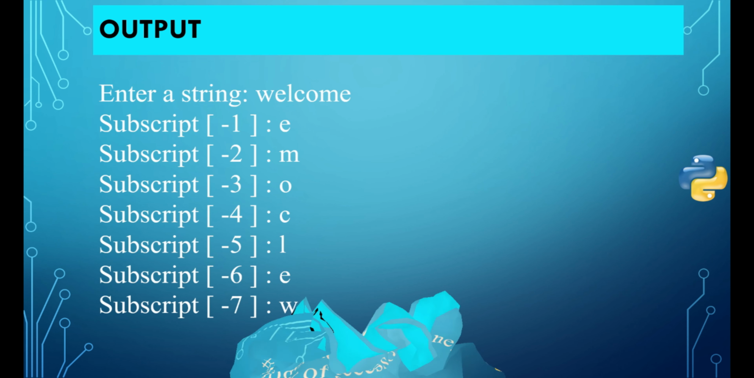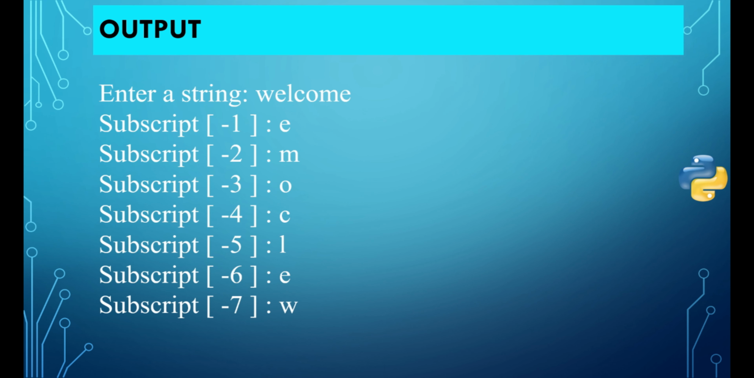And then enter a string: welcome. Subscript minus 1 is E, subscript of minus 2 is M, subscript of minus 3 is O, subscript of minus 4 is C, subscript of minus 5 is L, subscript of minus 6 is E, subscript of minus 7 is W.